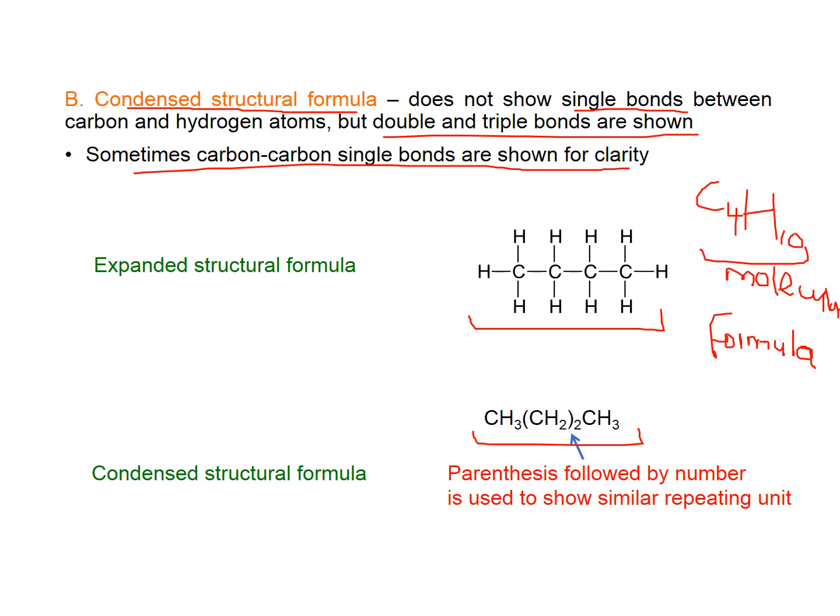So kamu nampak, bila dia bracket ni lepas tu ada 2 kat bawah tu, maksudnya it's a repeating unit. Dia repeat. Kalau tidak kamu nak kena tulis panjang. Katakanlah rantai ni ada 10 carbon, takkan kamu nak tulis CH2 panjang. So we simplify this by making a parenthesis and showing how many repeating units they have in the expanded structure. So you make a condensed version of it.